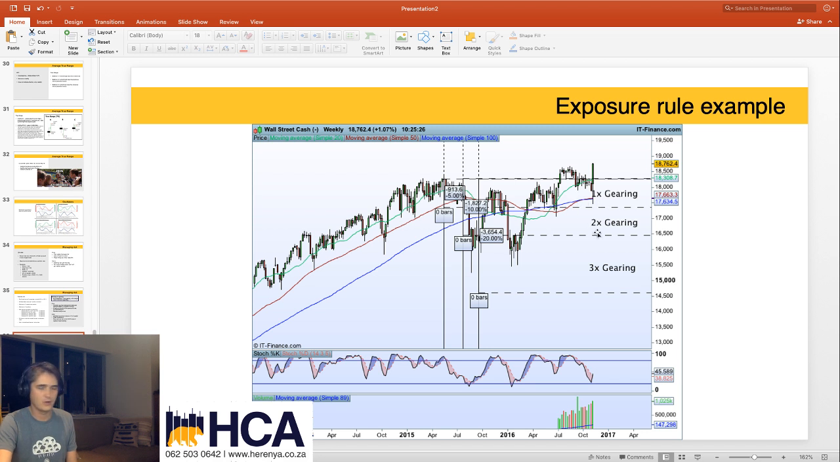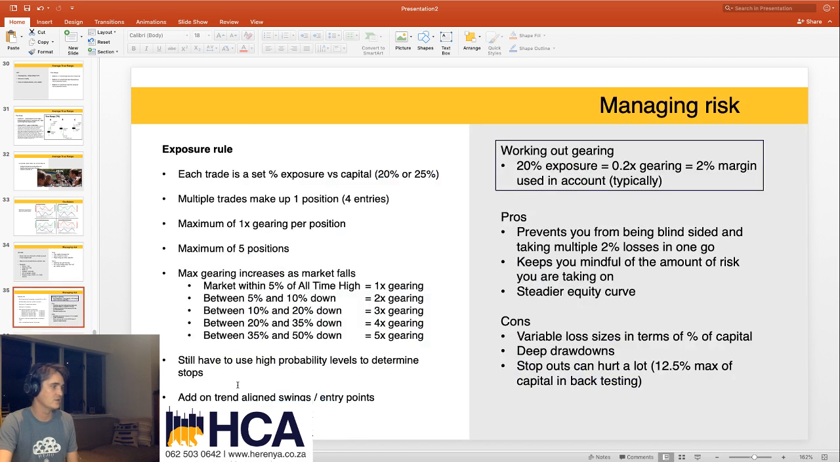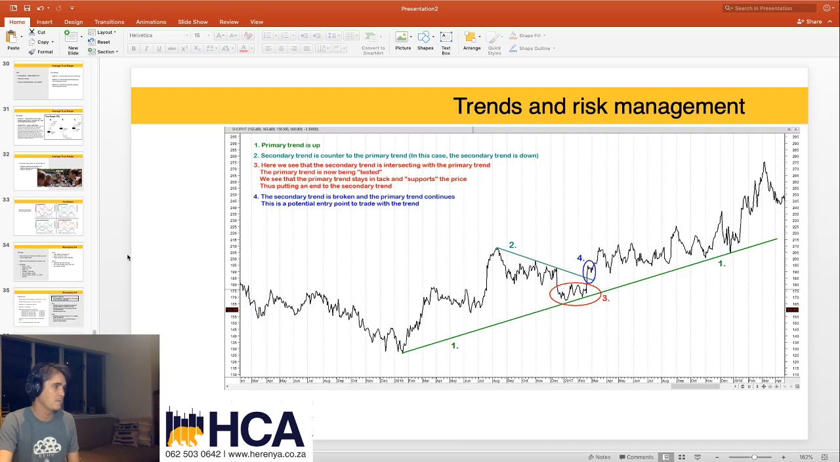When the market starts falling a bit further, hopefully you're not in still from the high. You should have stopped out, but now you can start gearing twice when you take long positions. When the market falls even further, you can start gearing 3 times when you take long positions, because you have that probability that the market is going to rally a lot harder on your side. So to give you those steps, between 10 and 20%, you can gear 3 times. Between 20 and 35, you can gear 4 times. Between 35 and 50, you can gear 5 times.